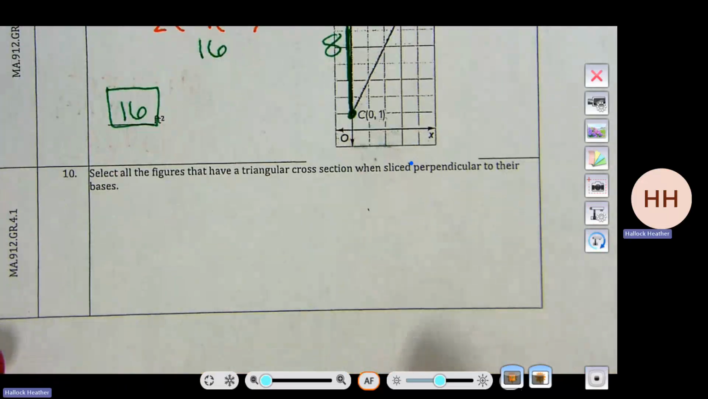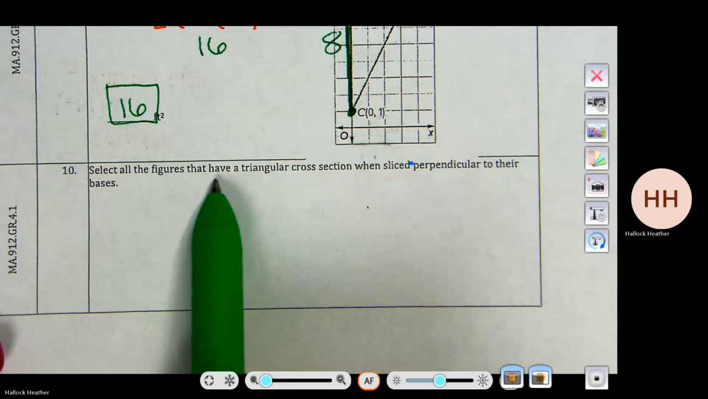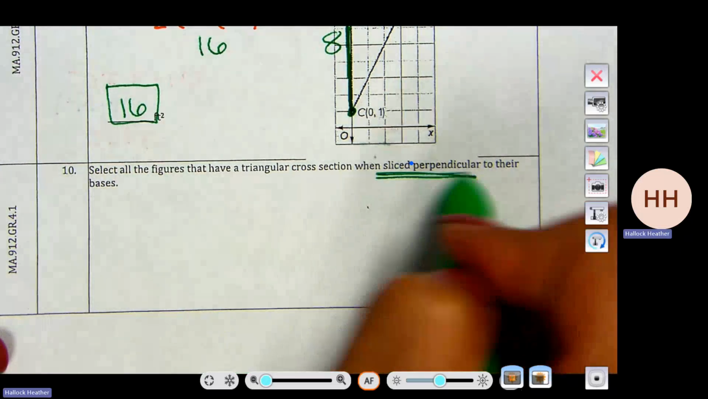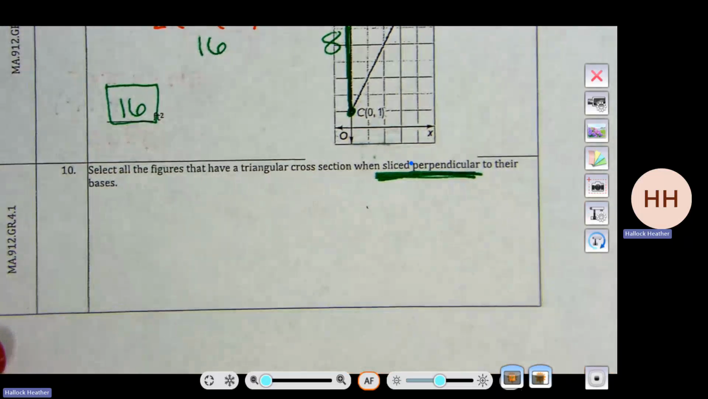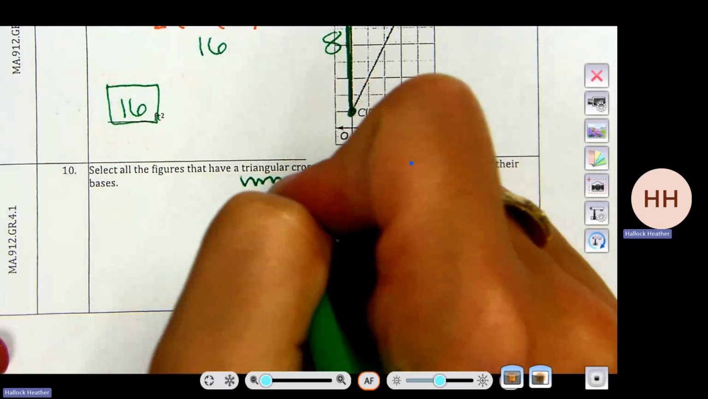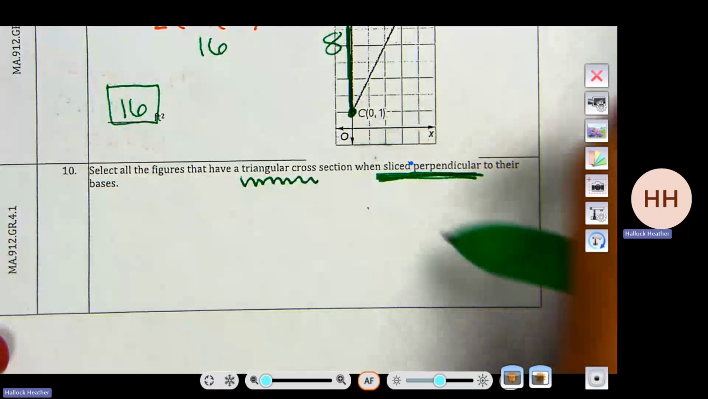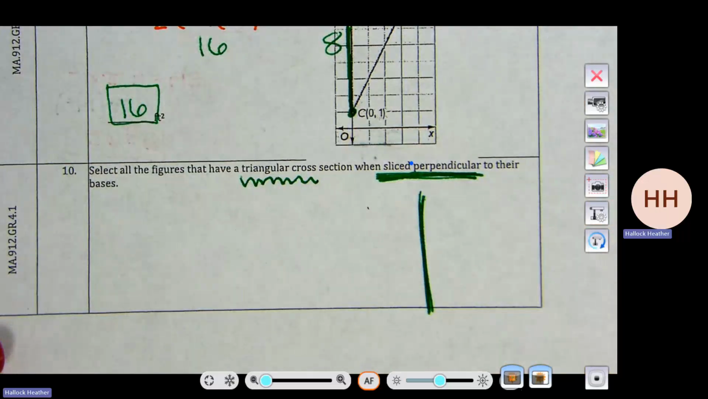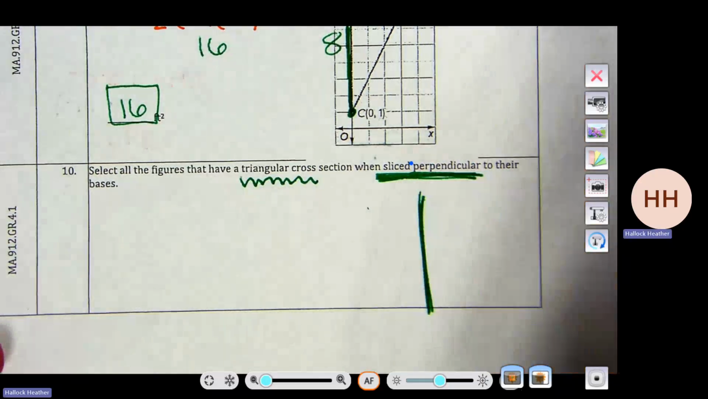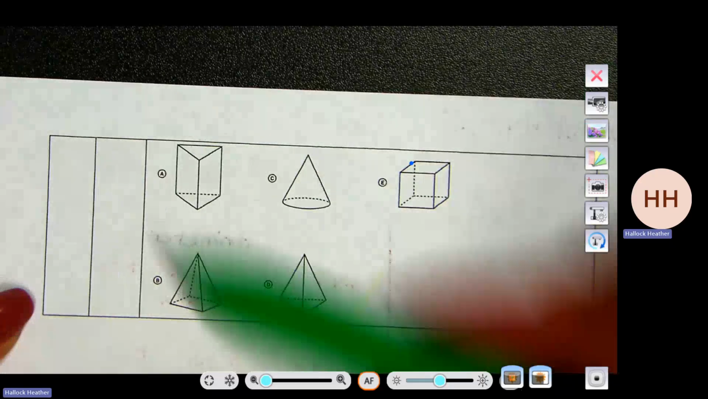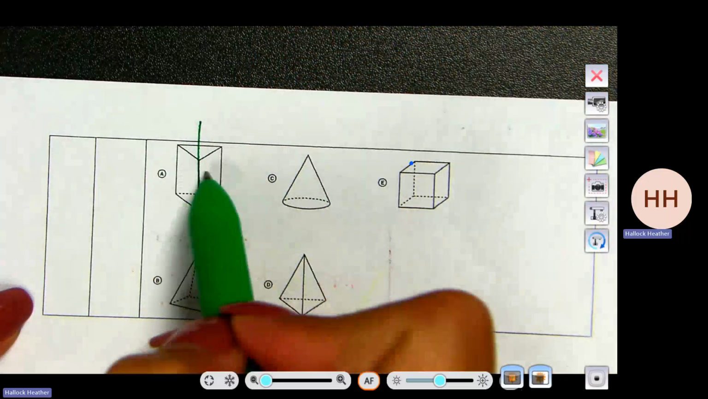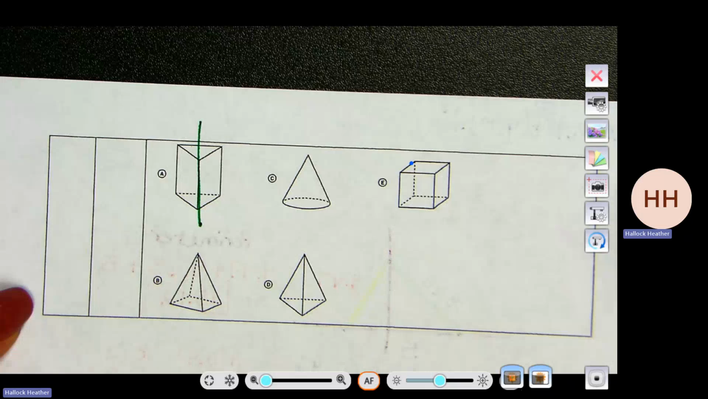For number 10, it says select all the figures that have a triangular cross section when sliced perpendicular to the base. So you're looking for a triangle cross section. Whenever I slice it perpendicular to the base, meaning vertically, we're looking for a triangle. If I slice this one vertically, that would not make a triangle. It would make a triangle horizontally, but it has to be perpendicular to the base. So that is not true.